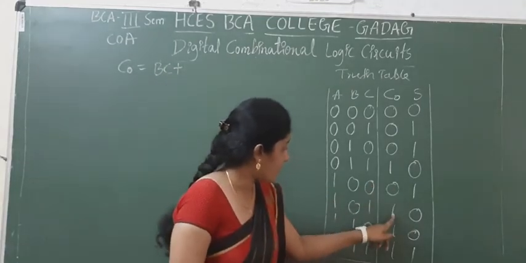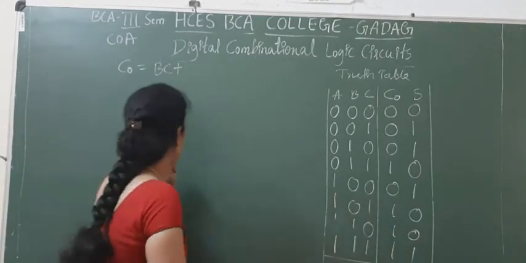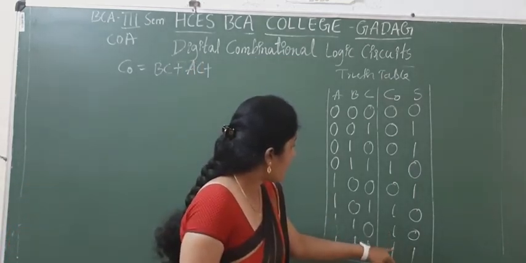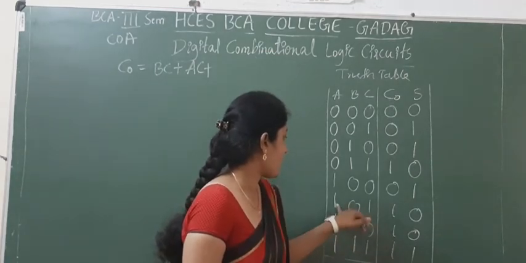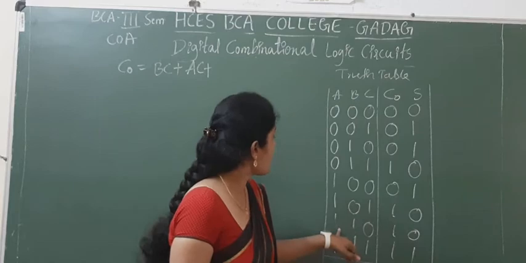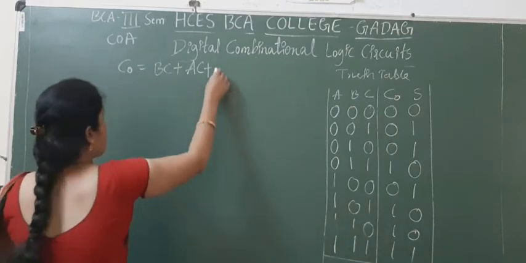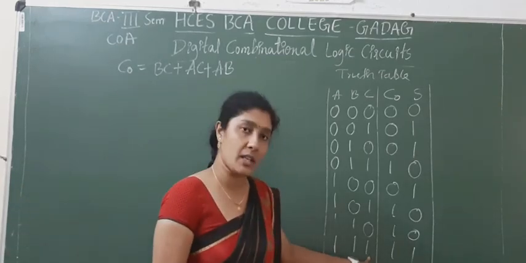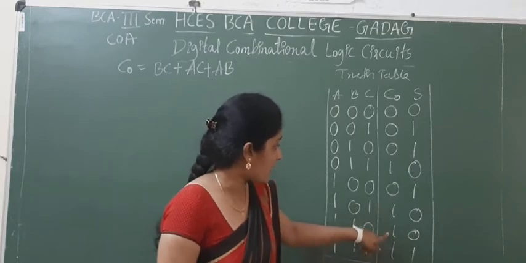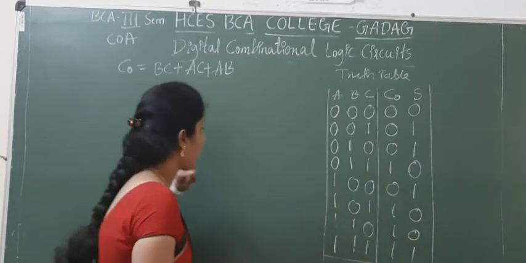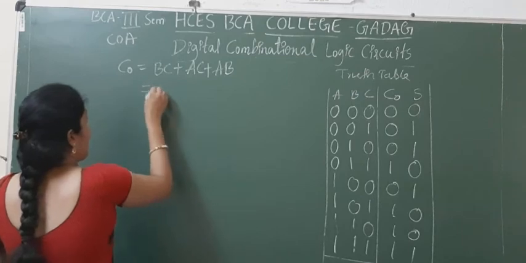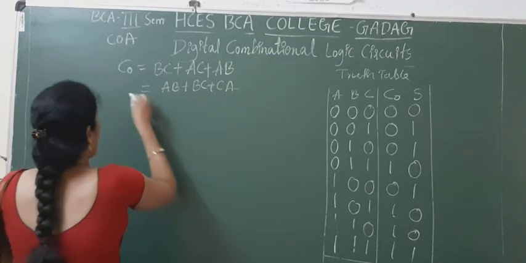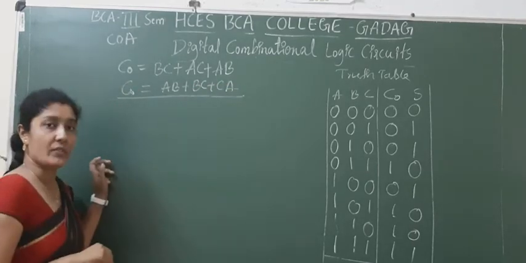Next, when it is 1, see here, AC. So it is AC. Next, when it is 1, okay. So next it is AB. So it is AB. Okay. And this is nothing but ABC. So we have to consider 1, 2 and 3. Therefore we can rearrange and write it as AB plus BC plus CA. So this is the output of the carry.